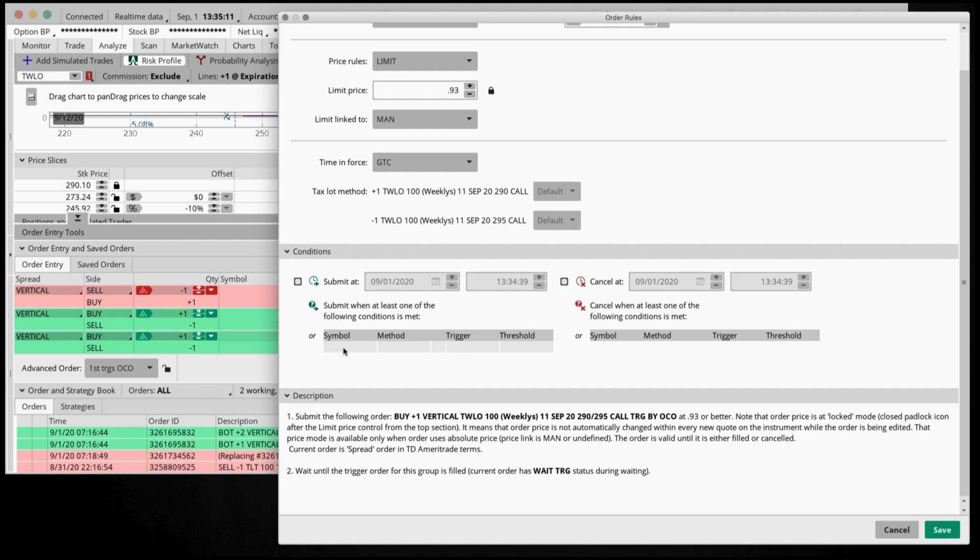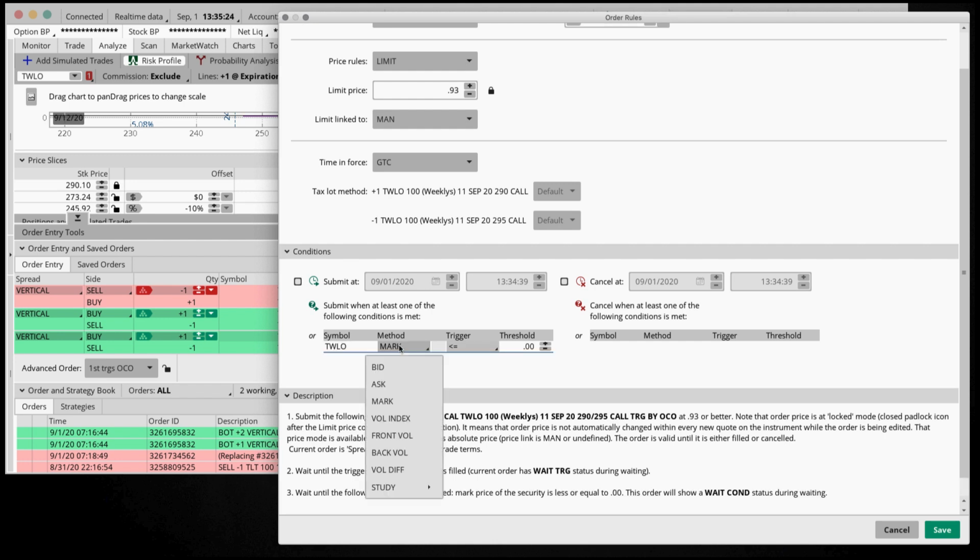Well, when I'm proven wrong. That's it. When I'm proven wrong, I want out of this position. And so if I go under symbol, method, trigger, and threshold, and I start with symbol and I just click underneath, it drops in Twilio because that's what we're working with. That's the stock we're working on.